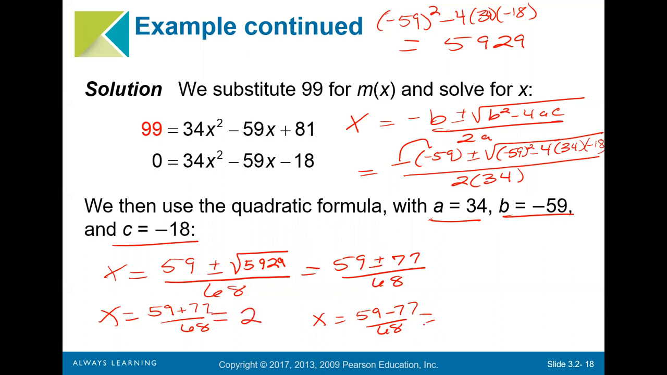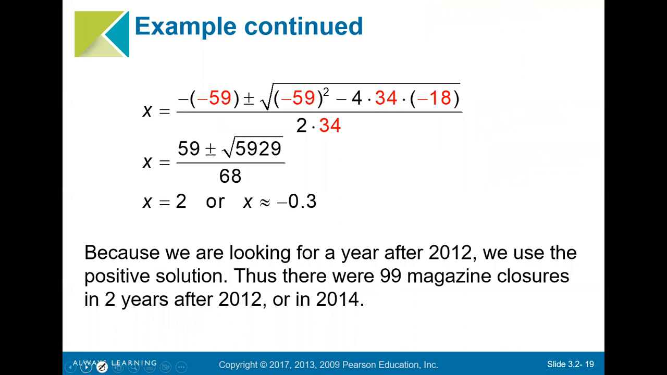Over here, looks like a negative value. And it does give me, I'm going to write it in fraction form right quick. And let's write it in decimal. I'm going to round to the nearest tenths. Okay. All right. So since we are looking after the year 2012, we use the positive solution on here. Okay. So my answer is going to be 2 years here. And we can check our work. Fantastic.